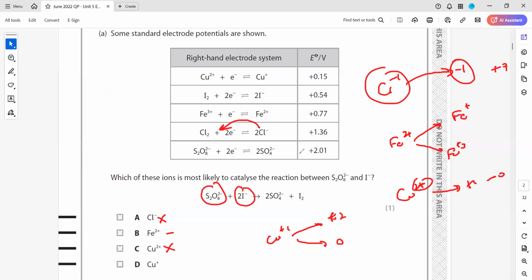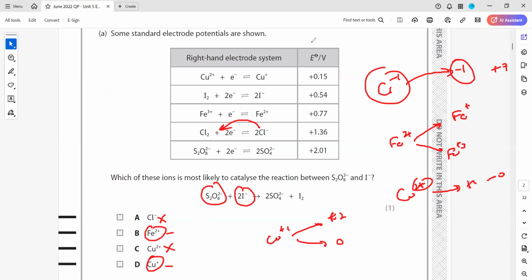Now we check, either copper 1 can be there, or iron 2. Then we check their oxidation numbers, because the idea is the electrode potential. The higher electrode potential, what does it mean? It will force the other to happen. It will have a greater tendency. But when you check the reaction here, first we conclude that either iron 2 can be there or copper 1 can be there.